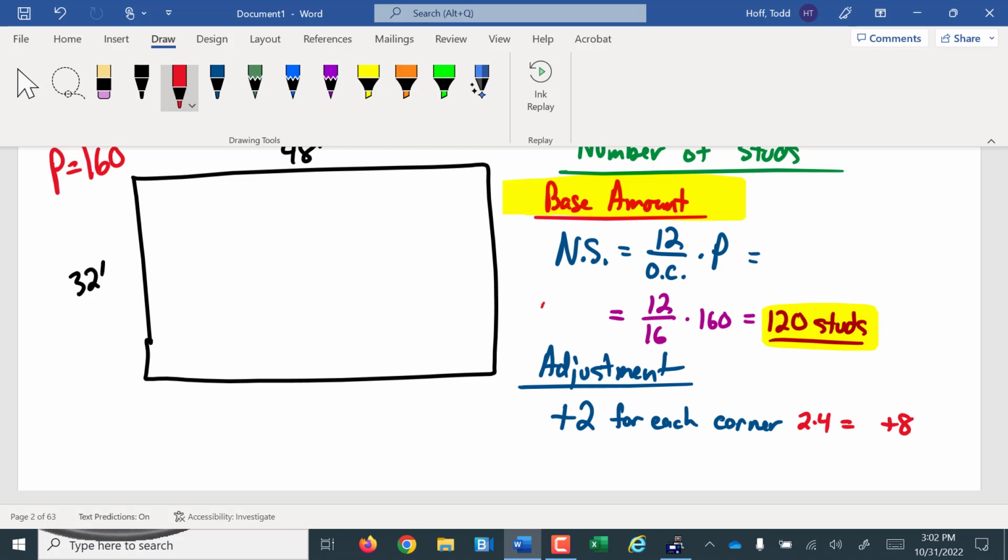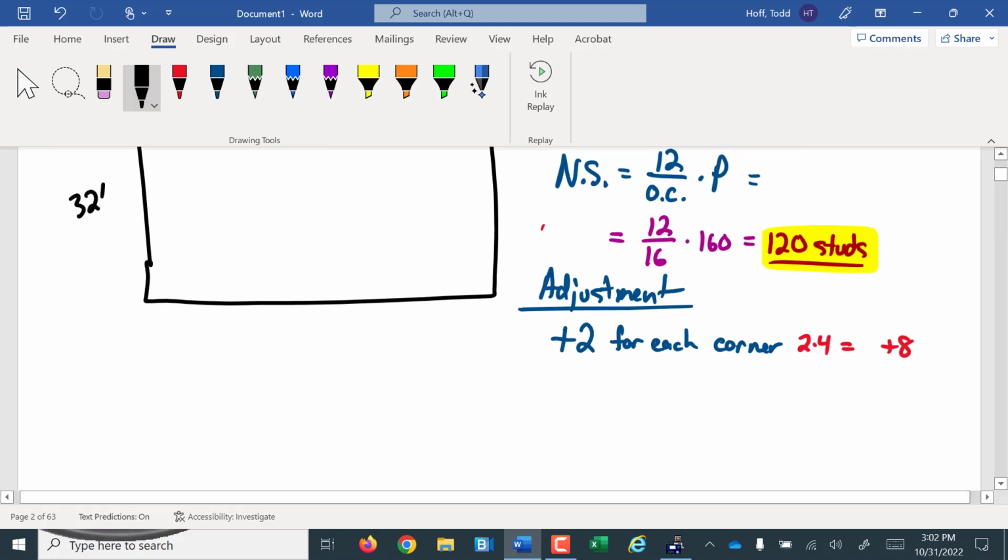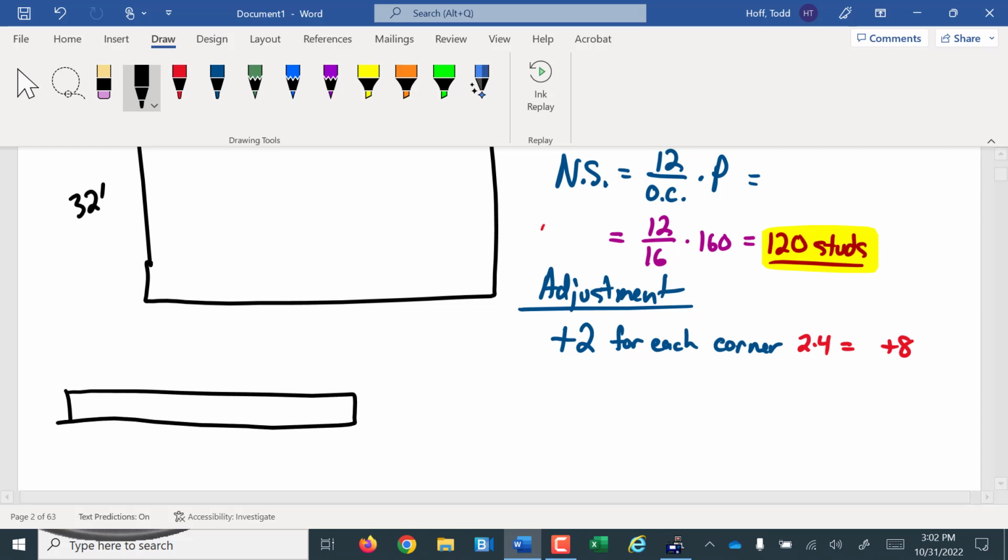Why is it plus 2 for each corner? Well, first, for a given wall, this 12 over the on-center times that length gives us studs at the spacings and one at the end. It does not give us one at the beginning. So one of that plus 2 is to do the stud at the beginning. The second one is on every corner.